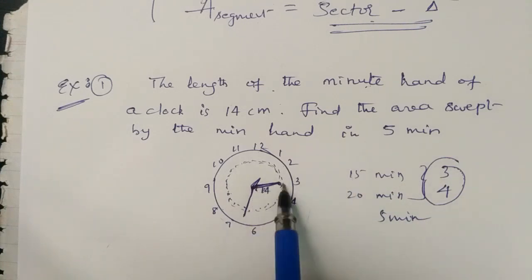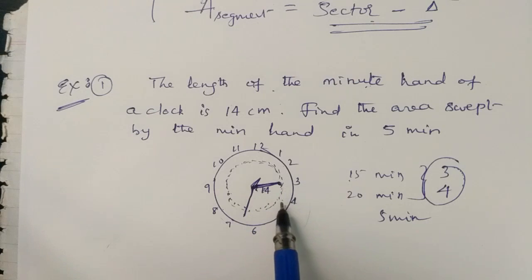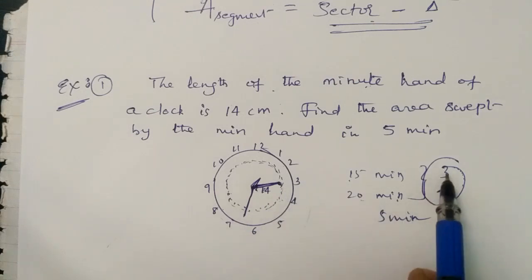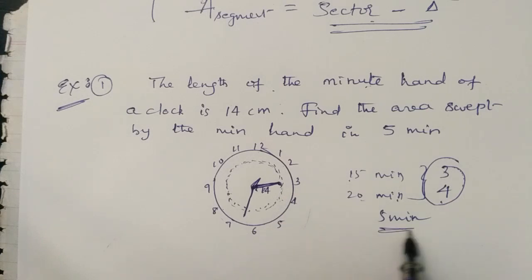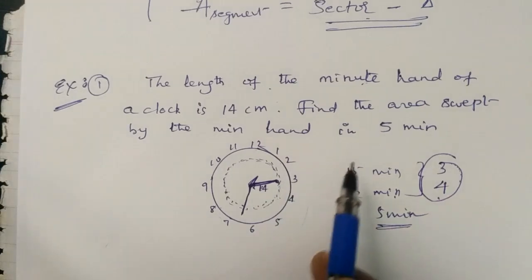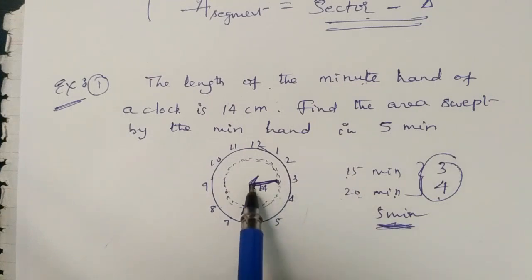Correct? No. If the minute hand is at 3, we say it is 15 minutes. If the minute hand is at 4, it is 20 minutes. Moving from 3 to 4, we call it 5 minutes of sweeping. 15 to 20 means the total sweeping is 5 minutes. So in 5 minutes, that is the minute hand.